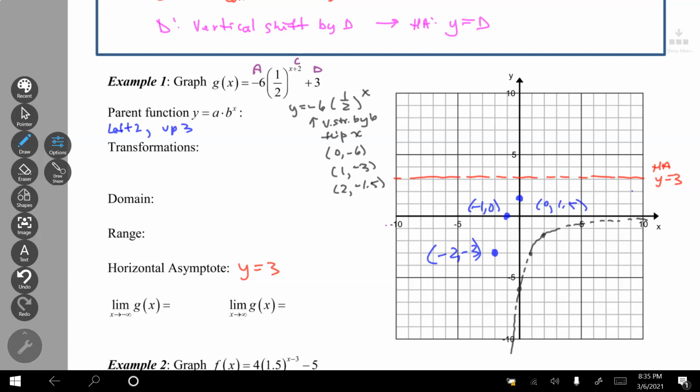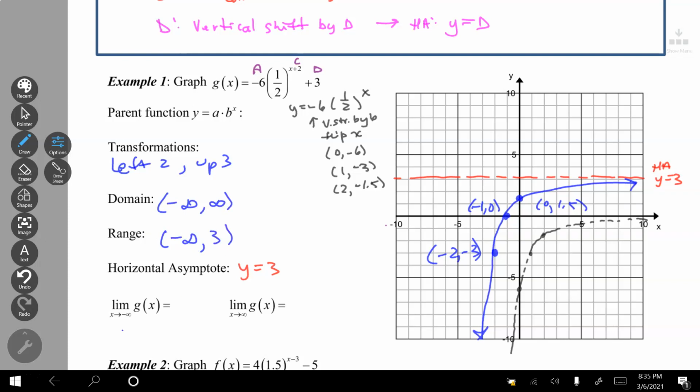I'm going to draw the same shape that I drew earlier. And that is the graph of what I wanted to do. The domain is all real numbers. My range is from negative infinity because it got flipped to positive 3. Negative infinity is the left side. That goes down to negative infinity. And x goes to infinity is the right side. And that levels off to 3.